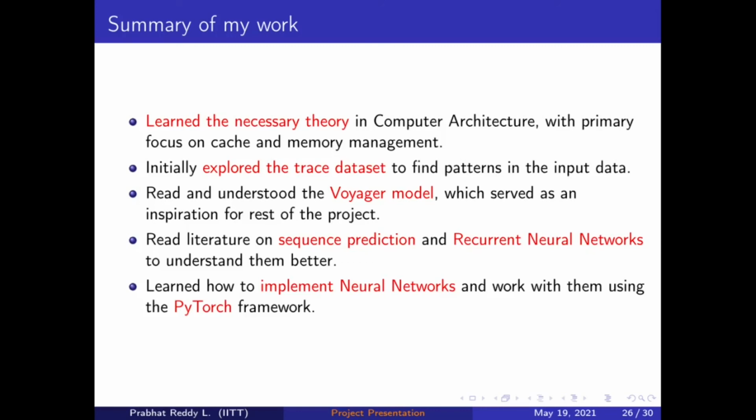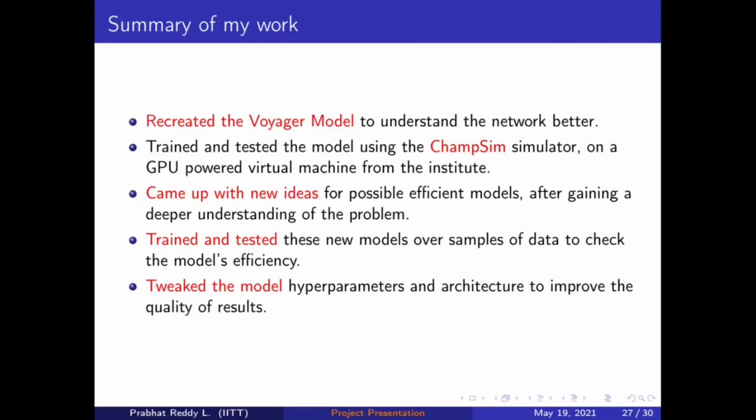I also learned how to implement neural networks using the PyTorch framework. And then with the knowledge I accumulated, I recreated the Voyager model to understand the network better. I also trained and tested the model using the ChampSim simulator on a virtual machine provided by the institute. I came up with new ideas for possible efficient models, which were the ideas for the classification and regression model. I trained and tested these models as well, and I've tweaked the hyperparameters and architecture to improve the quality of the results.